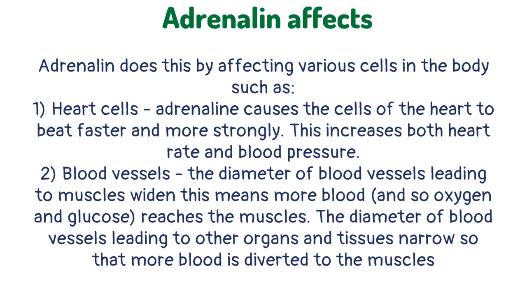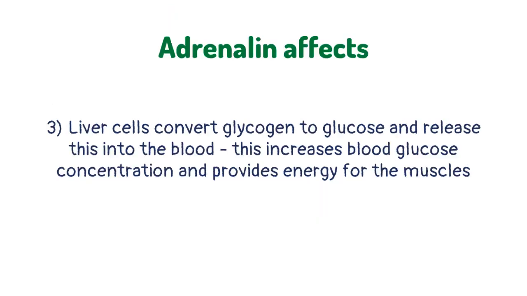The diameter of blood vessels leading to other organs and tissues narrows so that more blood is diverted to the muscles. Liver cells convert glycogen to glucose and release this into the blood. This increases blood glucose concentration and provides energy for the muscles.